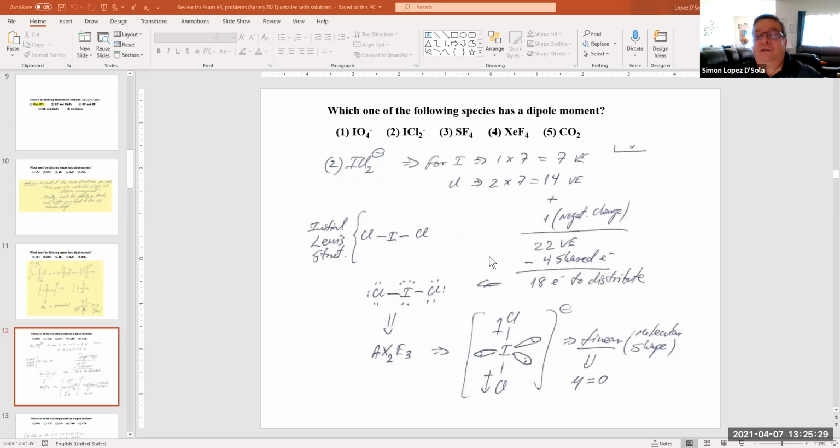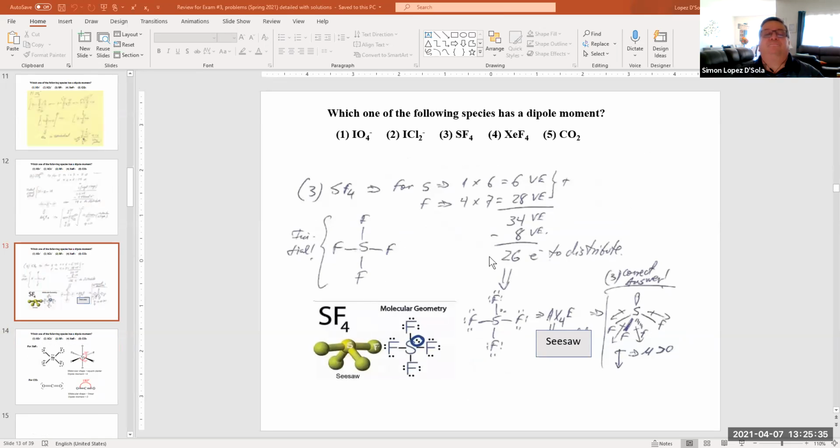So this one is also not the answer because it doesn't have a dipole moment, sorry, the previous one. The dipole moment is equal to 0. Now let's consider sulfur tetrafluoride.